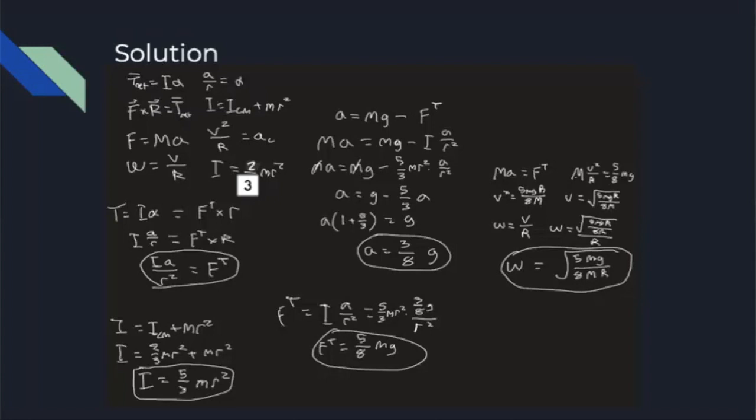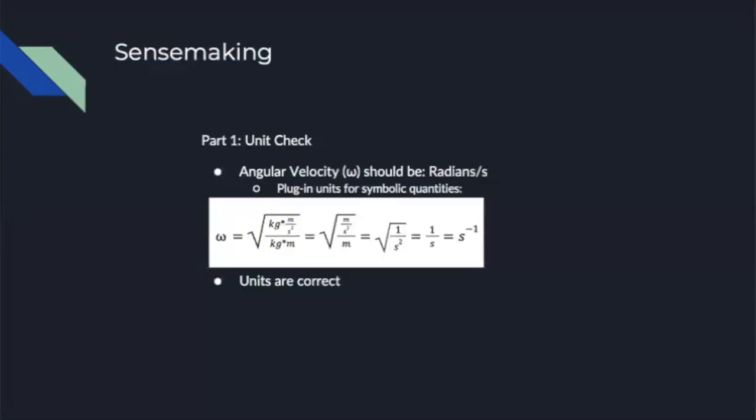In order to make sure that our answer is correct, we have to first perform some sense-making strategies to make sure that our answer reflects the physical motion described in the problem statement. The first part of that process is, of course, to make sure that the units from our symbolic answer are lining up with the quantity we want to solve for. So in this case, we want to solve for angular velocity.